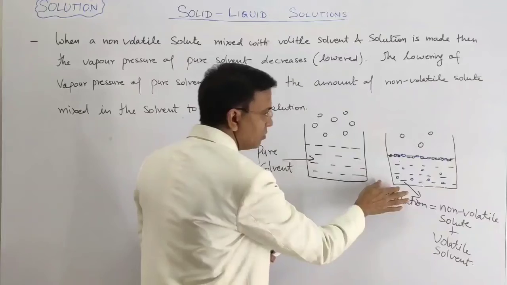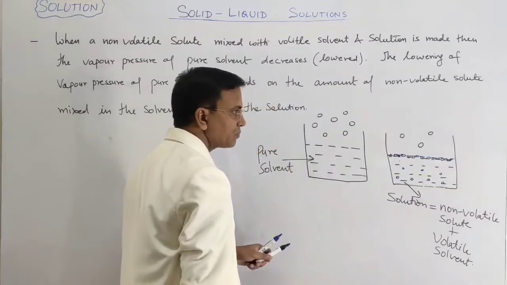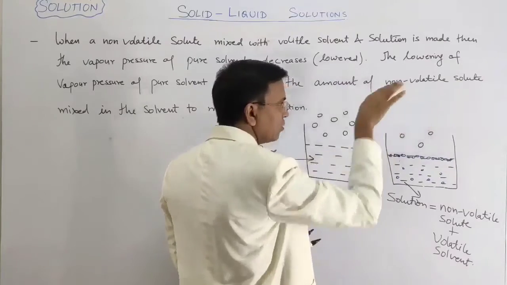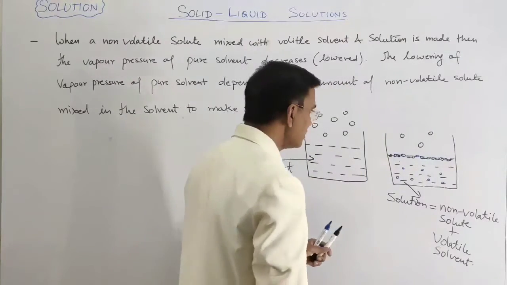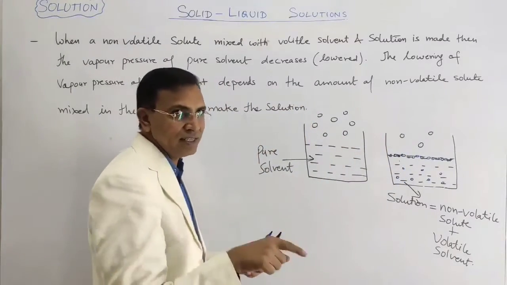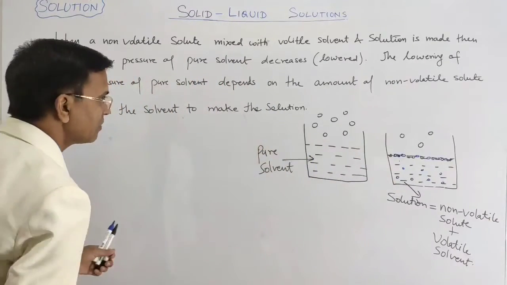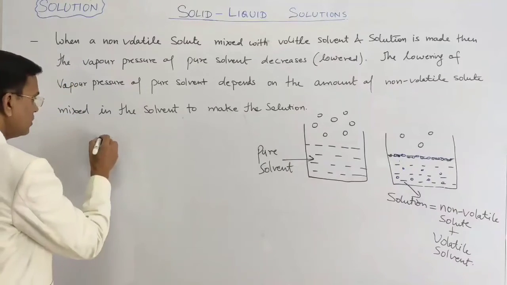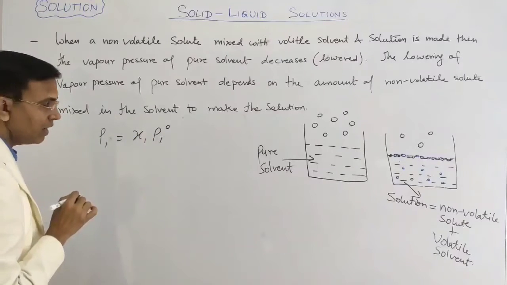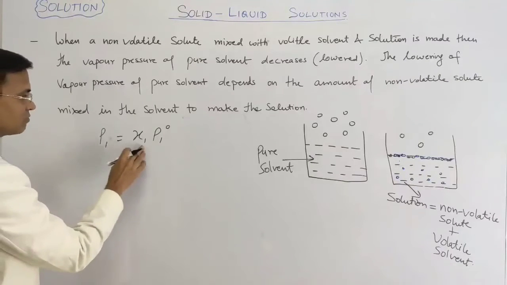So that means at constant temperature, for both the solvent and the solution, in the solution the solvent particles come less into the vapor phase. That's why the vapor pressure of the solvent decreases by mixing the non-volatile solute and making the solution. This is the concept. Now according to Raoult's law, P1 = x1 P1°. So partial pressure is directly proportional to mole fraction.